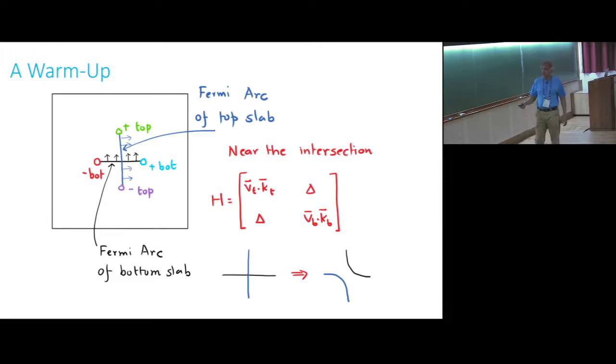Okay, if I tunnel couple them, it's very simple. All that happens is that here's the top, here's the bottom, that's the dispersion of it, and then here's the coupling between them. It's very obvious what happens, right? Basically, there's going to be level repulsion wherever they cross, and the crossing is going to become an avoided crossing. Okay, that's pretty much it.